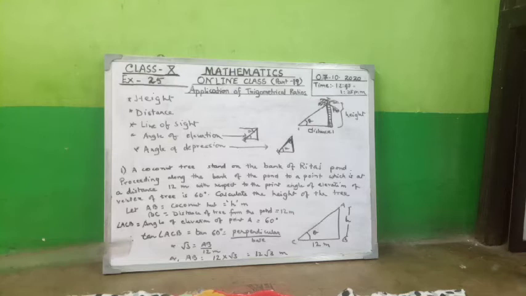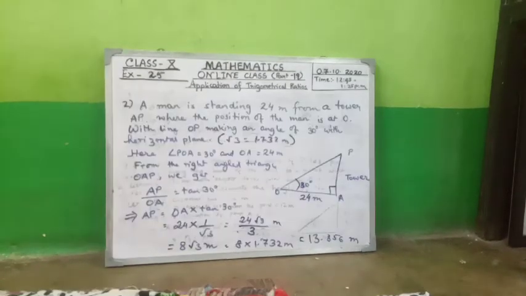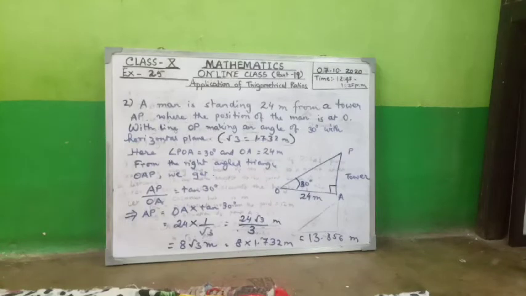I am coming with my next application. A man is standing 24 meters from a tower, AP. This AP represents the tower, where the position of the man is at O. So he is looking at the top of the tower, and the line of sight will be the angle of elevation.